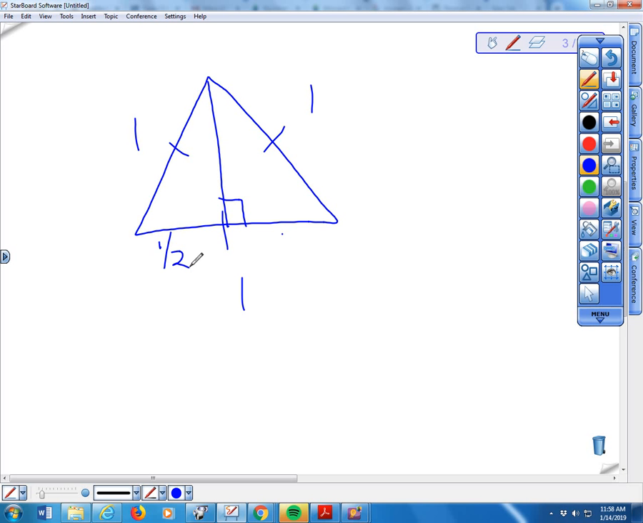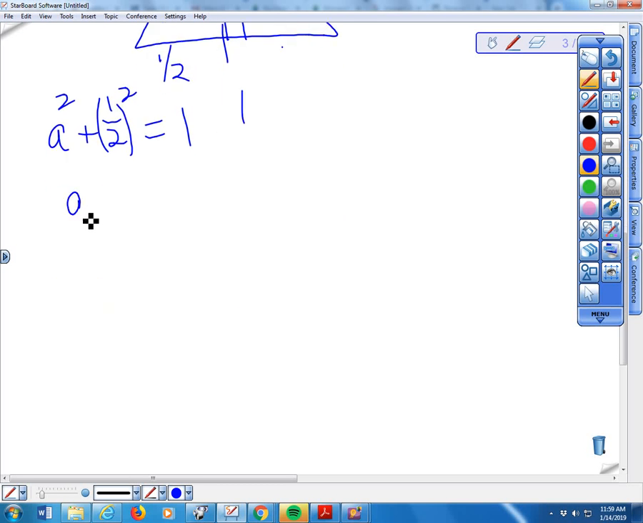Okay, so now using Pythagorean theorem, I can find the altitude. So let's just call it A. A squared plus 1/2 squared equals 1. 1 squared is 1. With me? So I'm solving for A. So I have A squared equals 1 minus 1/4, because this is 1/4, and then I subtract it from both sides. A squared equals 4 over 4 minus 1 over 4, which is 3/4.